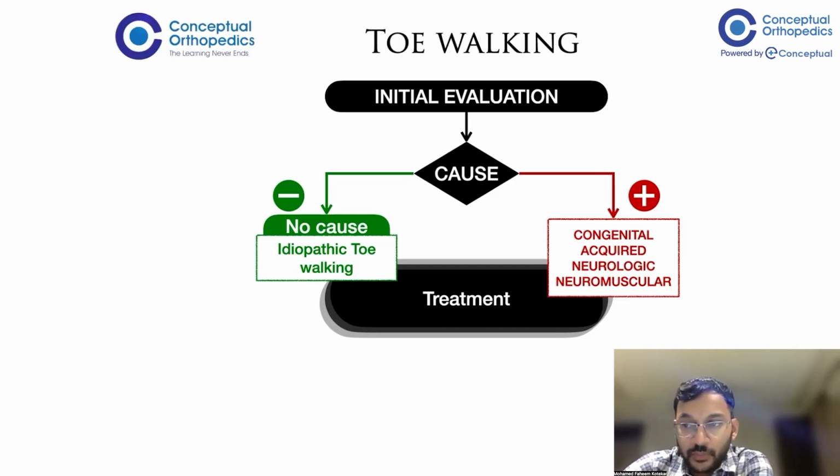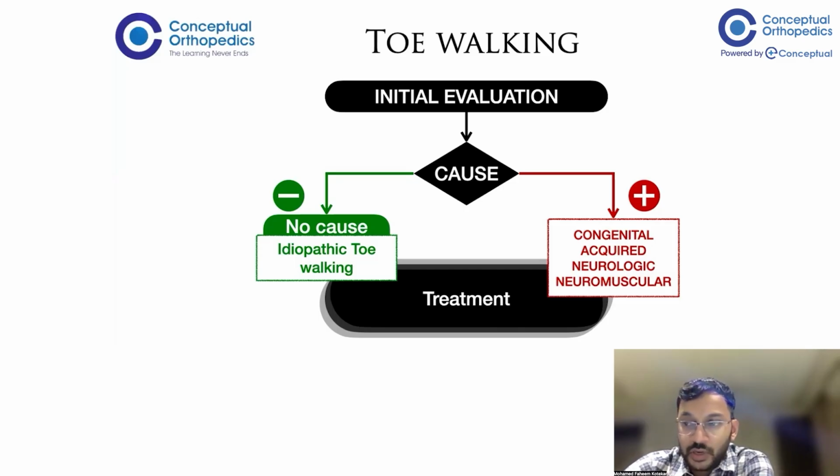Basically, we need to know that from 18 months to 3 years, they can present to us, and most of them can resolve spontaneously. But children who are more than 5 years of age are called persistent idiopathic toe walkers, and for them we need to do a complete battery of investigations and they require certain treatments on their own.